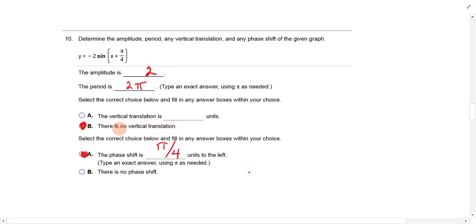There is no vertical translation. There's no number being added or subtracted. The phase shift is pi over 4 units to the left. So I think we answered all of that.